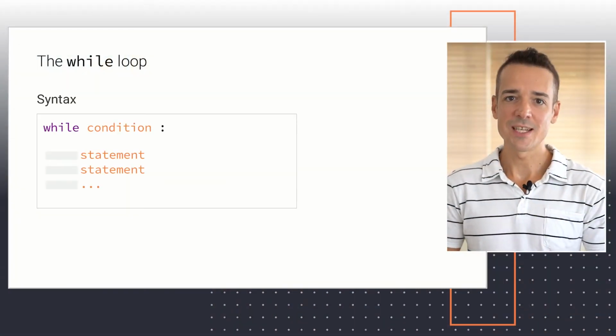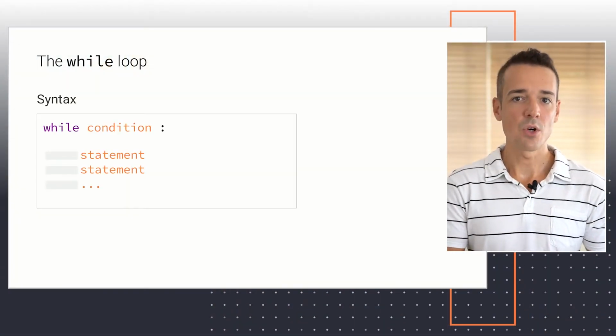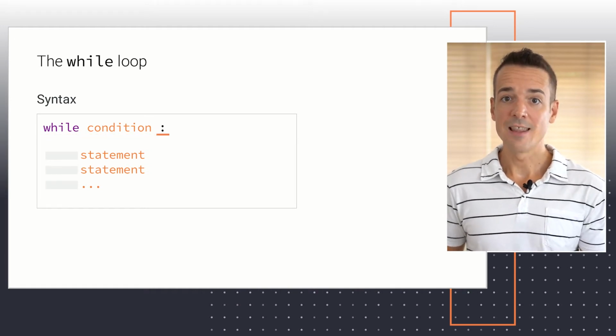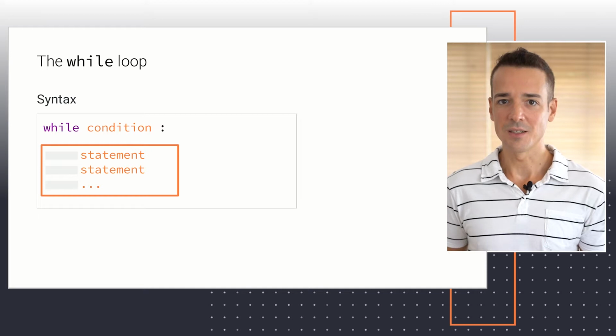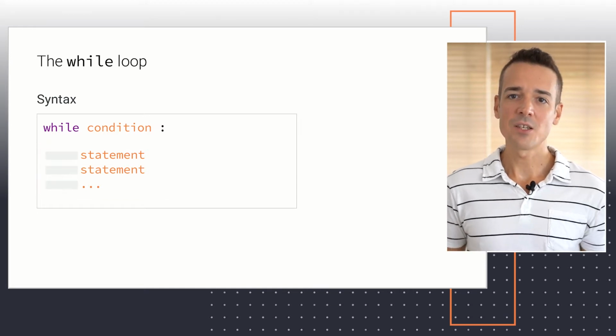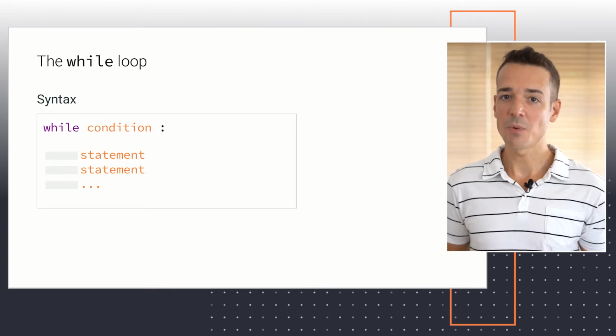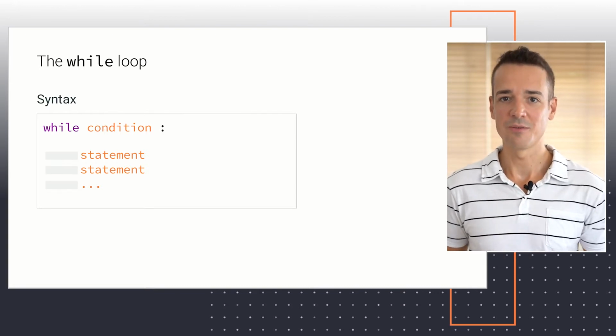This is the general syntax for a while loop. Keyword while, followed by a condition, a colon character, then one or more indented statements. Python executes the sequence of statements in the body of the while loop for as long as the Boolean expression given in the condition is true.